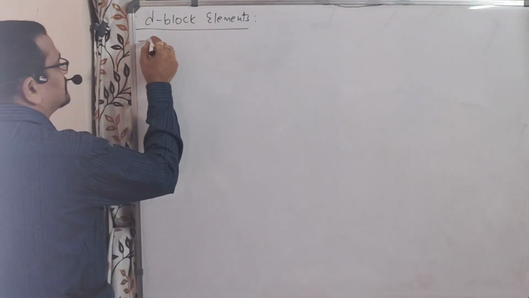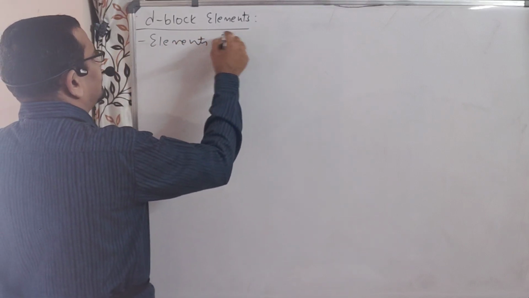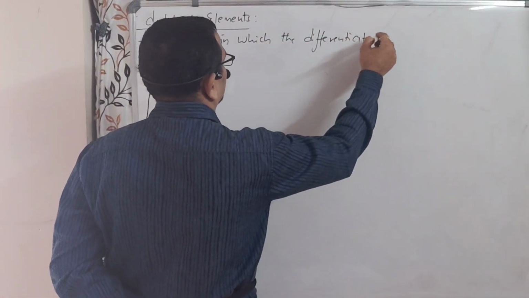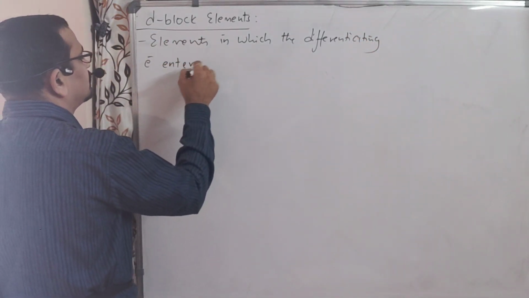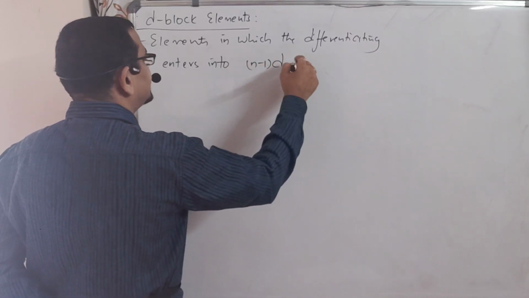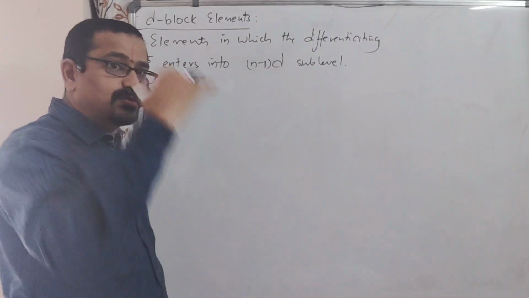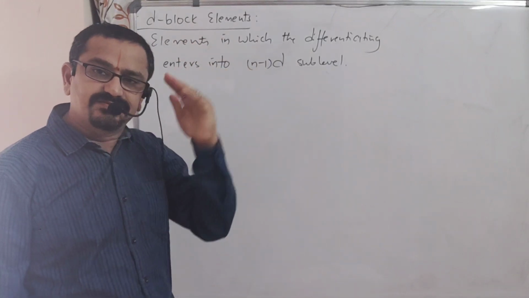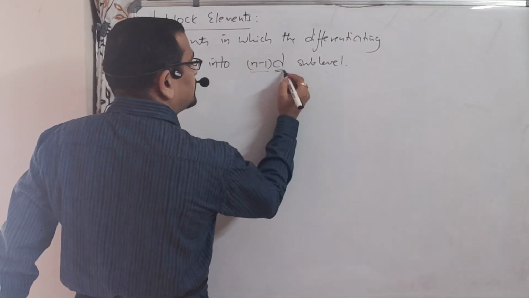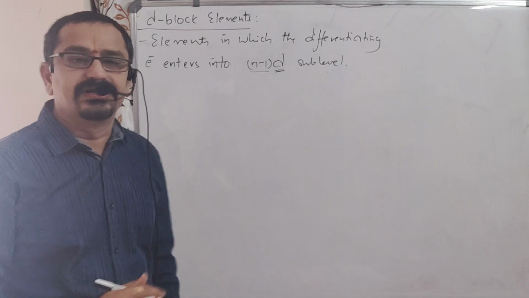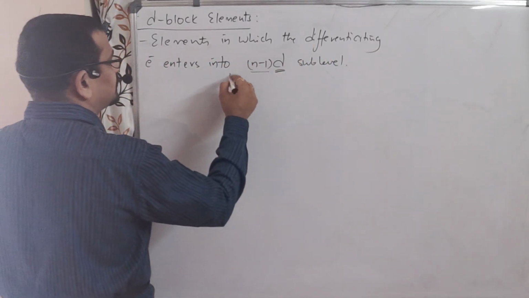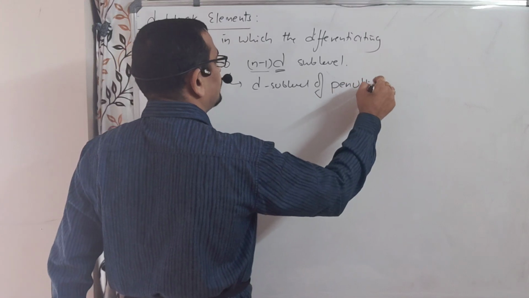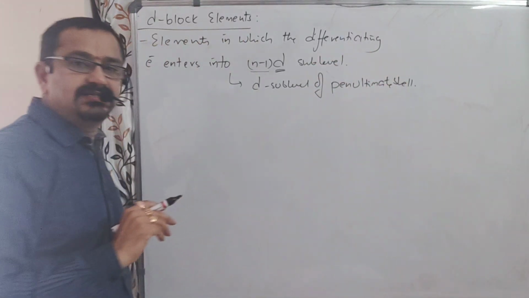D block elements are the elements in which the differentiating electron enters into N-1 D sublevel. We already studied N corresponds to ultimate shell, N-1 corresponds to penultimate shell, that is, the last but one shell. In that last but one shell, whatever D sublevel is available, there the differentiating electron enters. Or, elements in which the differentiating electron enters into D sublevel of penultimate shell. Like this also, we can define D block elements.